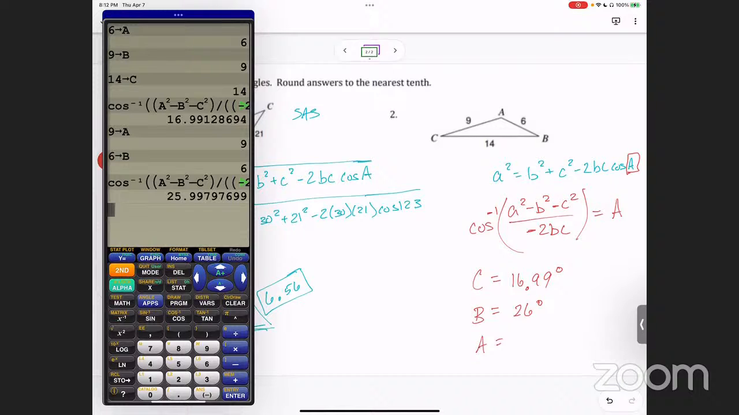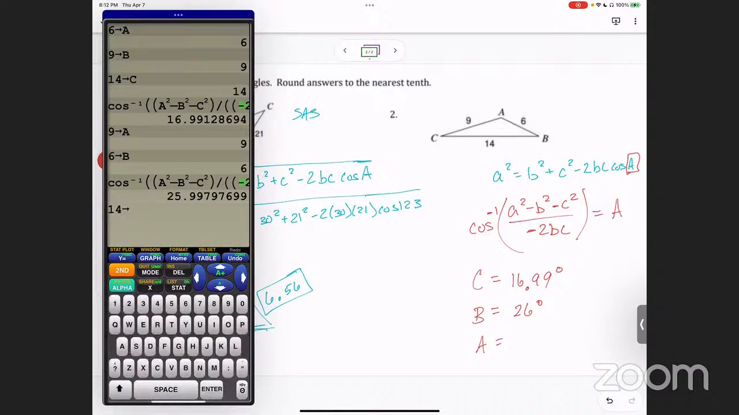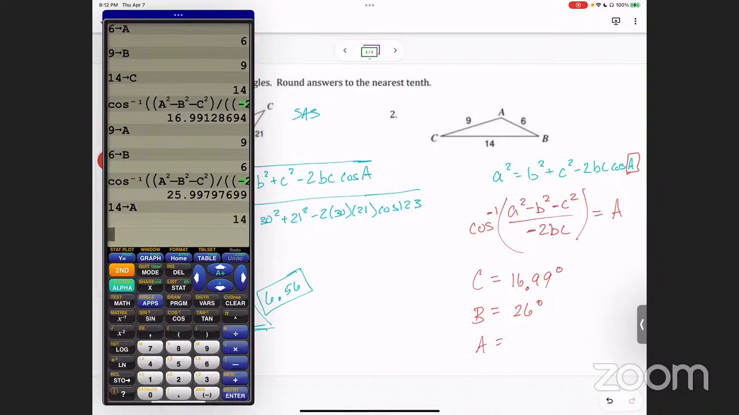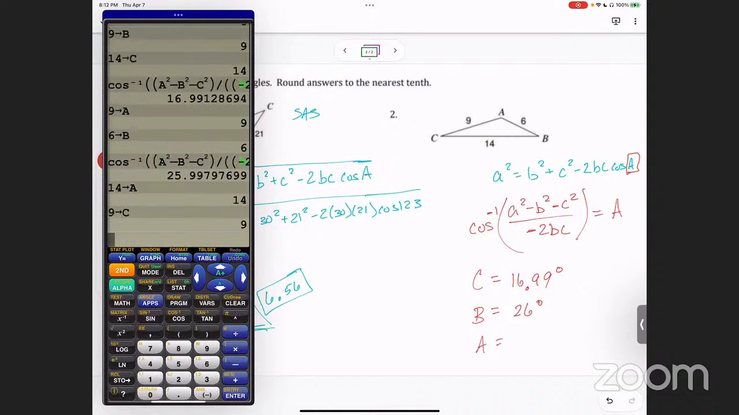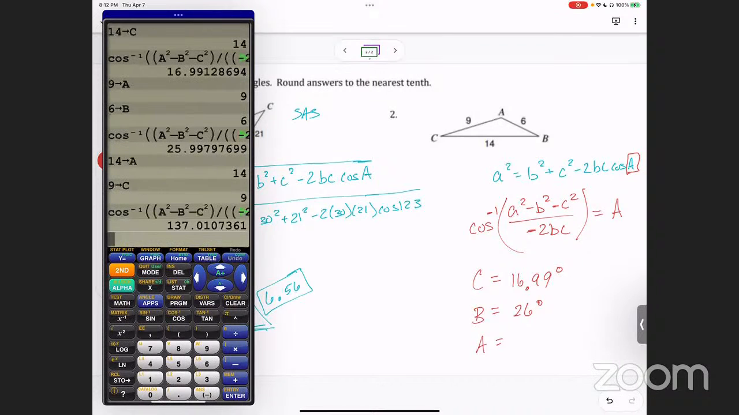14. 14 is going to be my A, and I'm going to make the 9 my C now instead. So 14 is my A, and 9 is going to be my C since I had to replace that. You get what I'm saying? Yeah. You all get what I'm doing here? Mm-hmm. And hit enter, and it's 137.